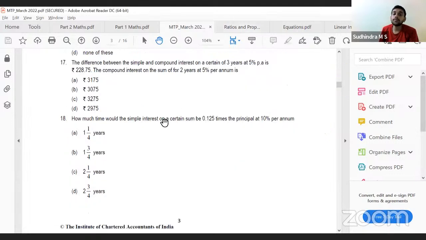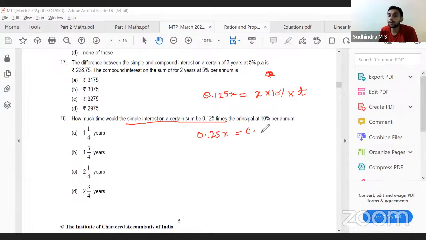Next. How much time would it take for simple interest on a certain sum to be 0.125 times the principal at 10% per annum? Option A. So what are they saying? They're saying that simple interest is 0.125 times the principal. So if the principal is x, simple interest is 0.125x. 0.125x will be equal to principal into 10% into time t. So 0.125x is equal to 0.1x into t.